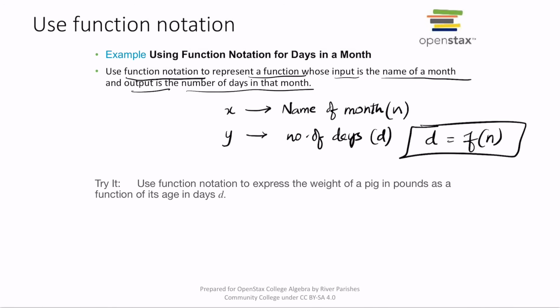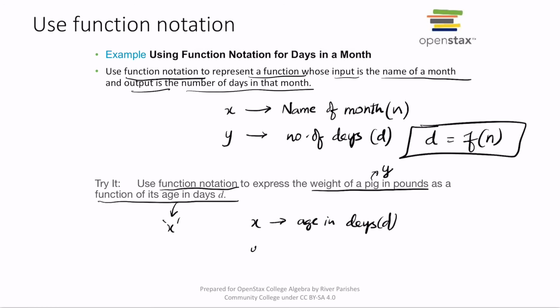So now use this same principle and try the next example. They're asking you to use the function notation to express the weight of a pig in pounds as a function of its age in days. Now, which is which? So weight of the pig is y, function of age in days is x. So x represents the age in days, d, and y represents the weight in pounds, w. So pause the video right here and try to see if you can write it in the form y equal to f of x.